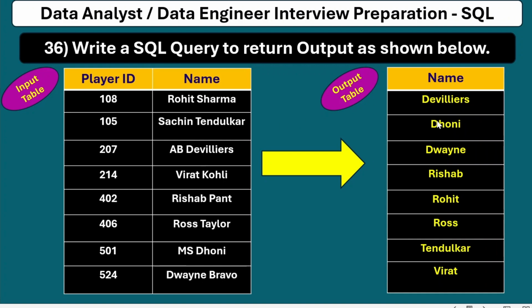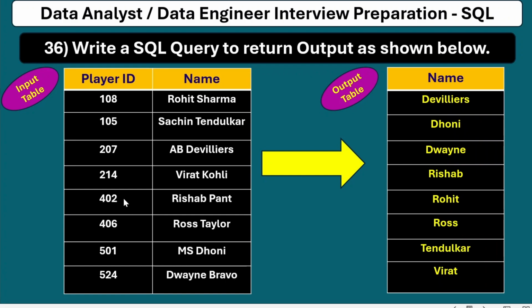So the output should return either the first name or the last name of the player. Let's see how these names are returned. When Devilliers comes in, that is a last name, and his player ID is 207. Next one, Dhoni, is 501. What is the commonality in these two numbers? They are both odd. Let's see another one, Dwayne. Dwayne is the first name, and his ID is even. Rishab is also even.